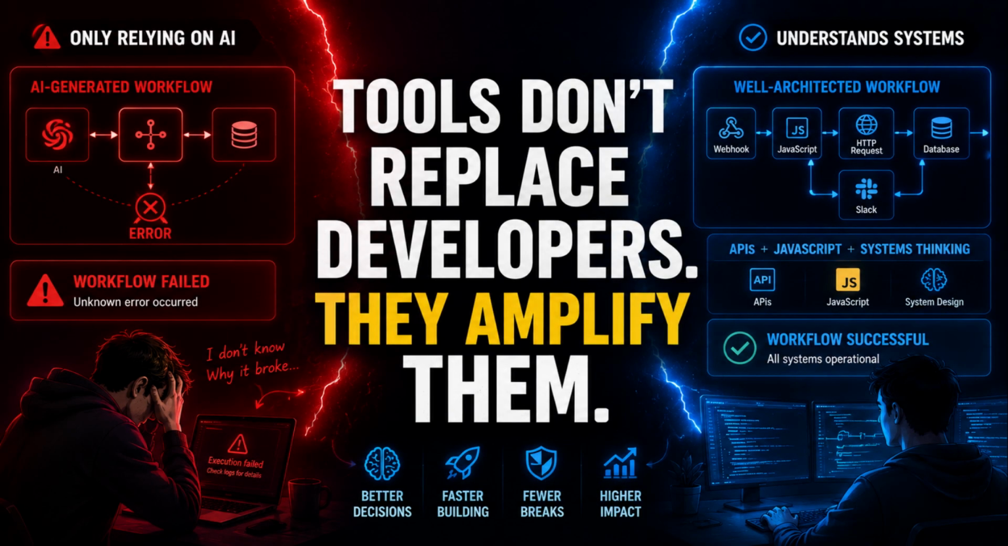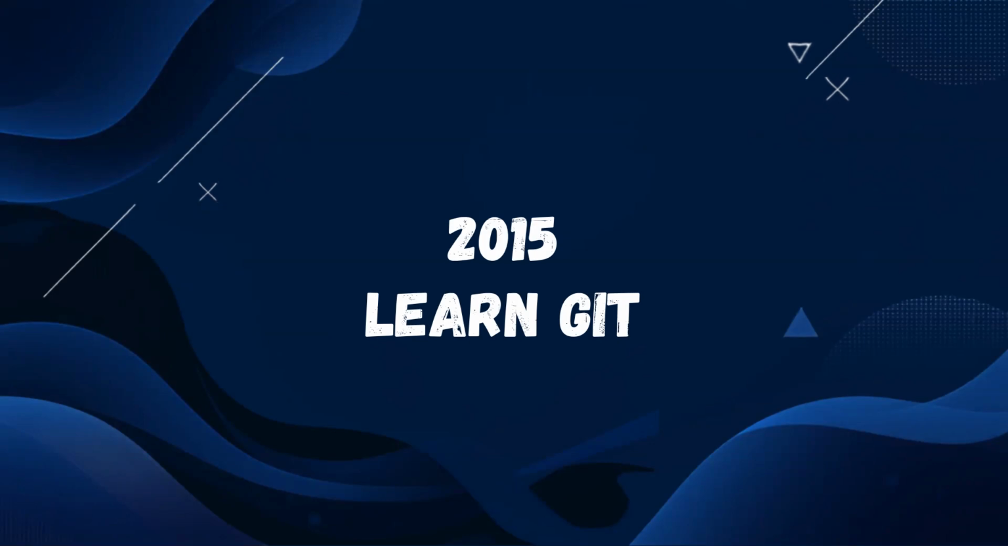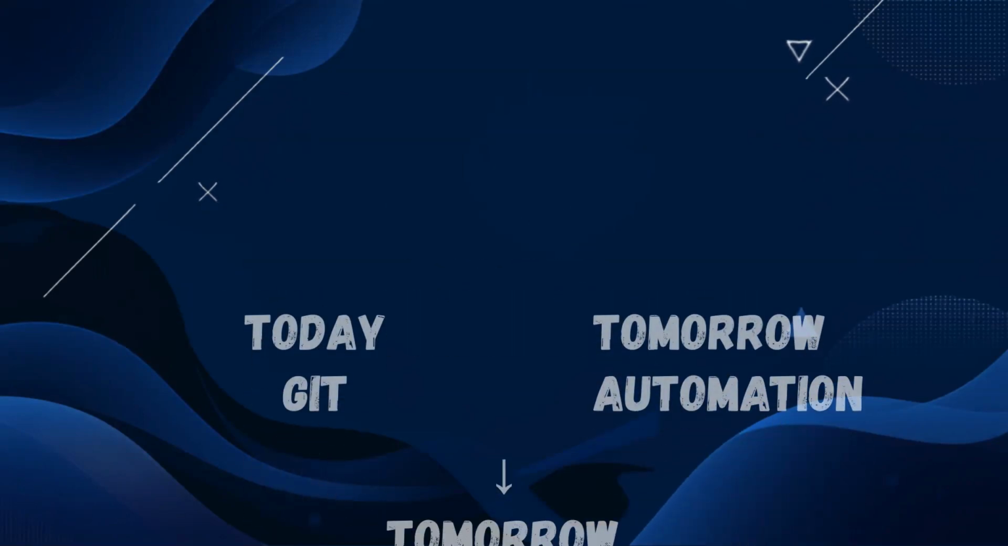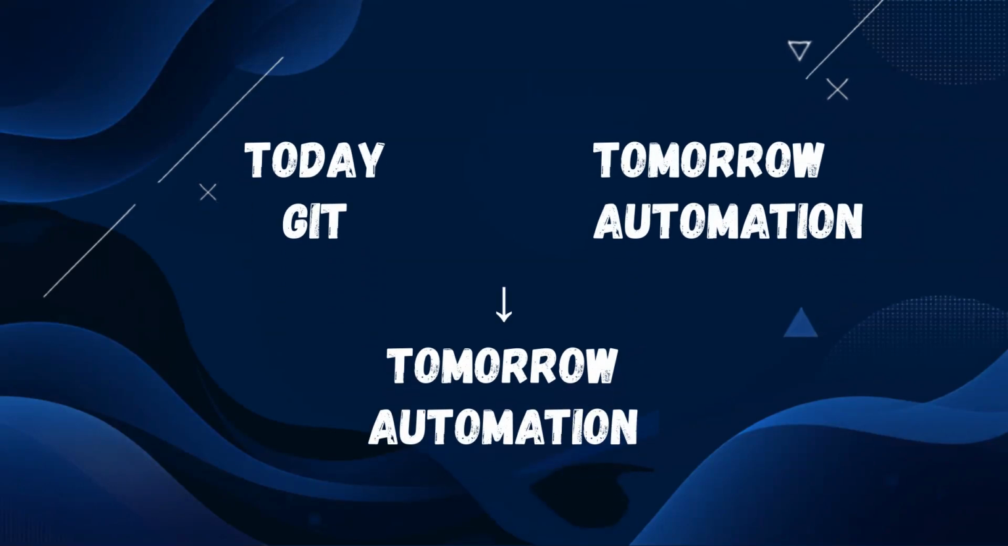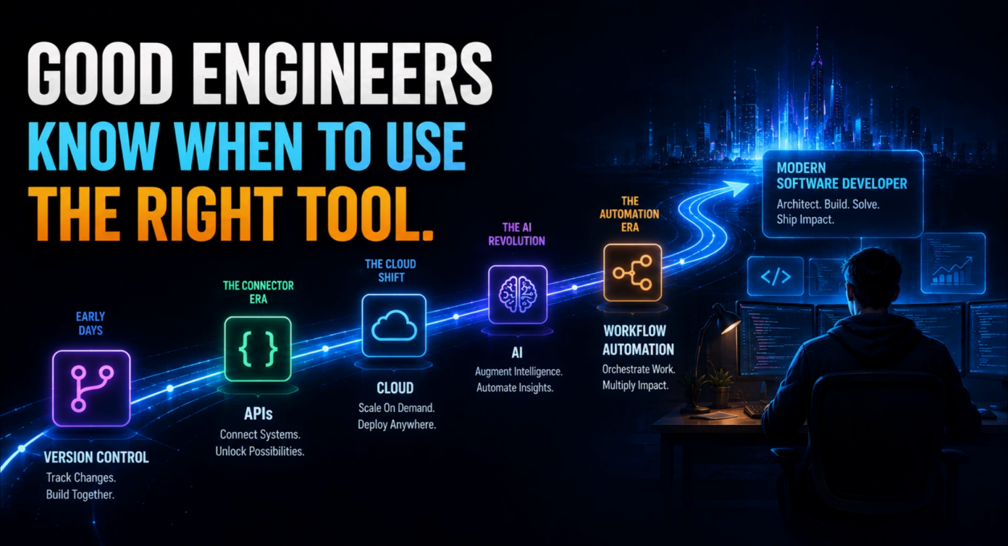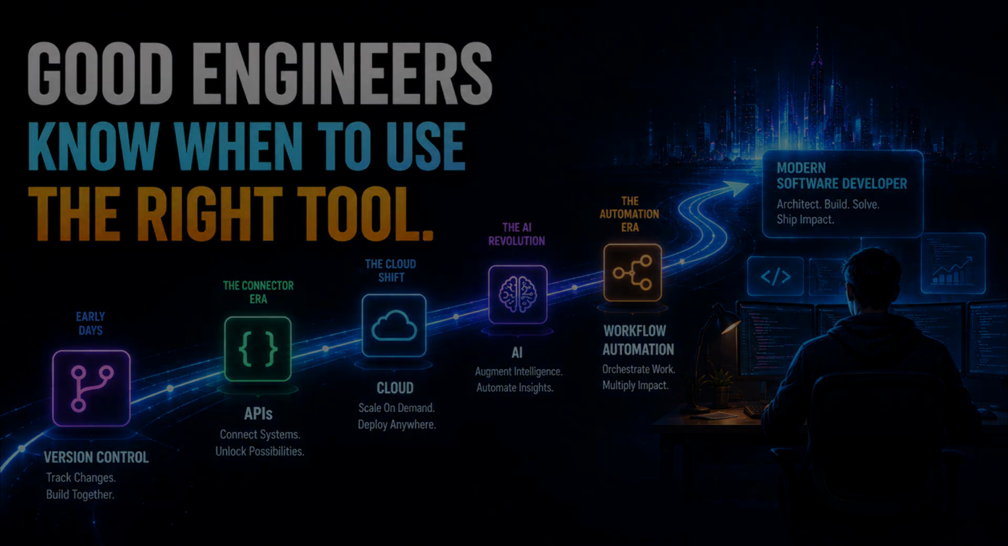Tools don't replace developers, they amplify developers who already understand the fundamentals. A few years ago, every developer was expected to know Git. Today, Git is just a part of the workflow. I think automation tools like n8n are heading in the same direction. Not because they replace engineers, but because good engineers will know when to use them.